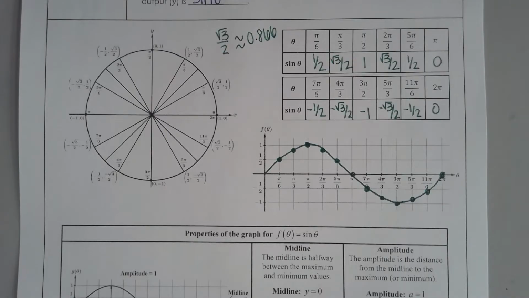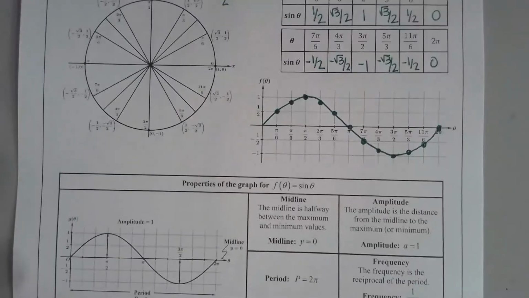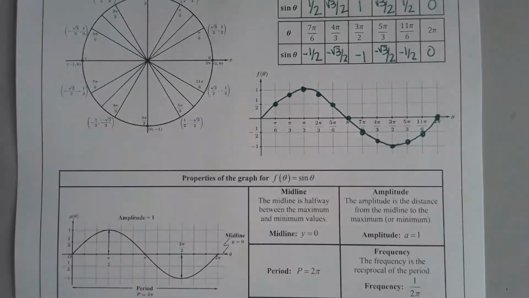A cycle in trig is called a period. Alright, so we're going to talk about more vocabulary, more parts.